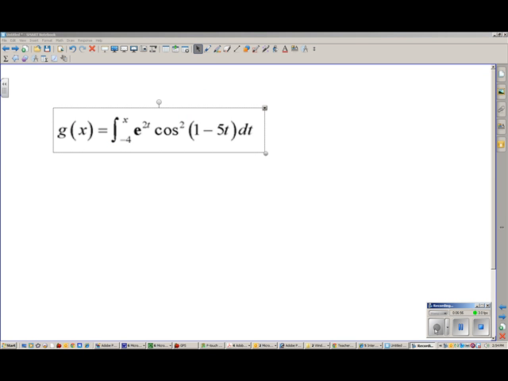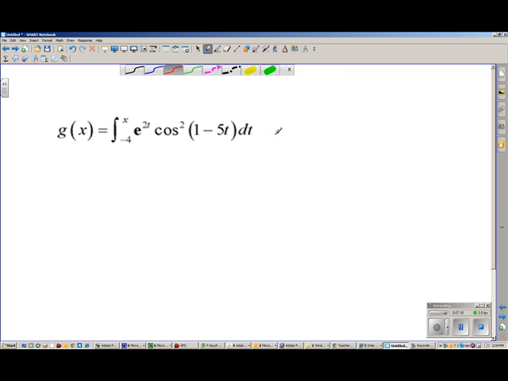So here's another example. This one is a little bit ugly. And let's say that the instructions were for this one to find g prime x. Well, because it is of this special form, we're going to say no problem. The answer is g prime x. We are in fact looking at it.